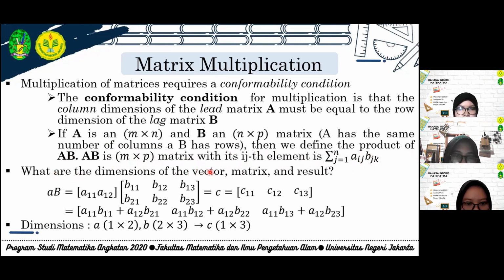What are the dimensions of the resulting matrix? For example, I have A as a 1 by 2 matrix and B as a 2 by 3 matrix. And when A times B, the result is C. And C is a 1 by 3 matrix like this.